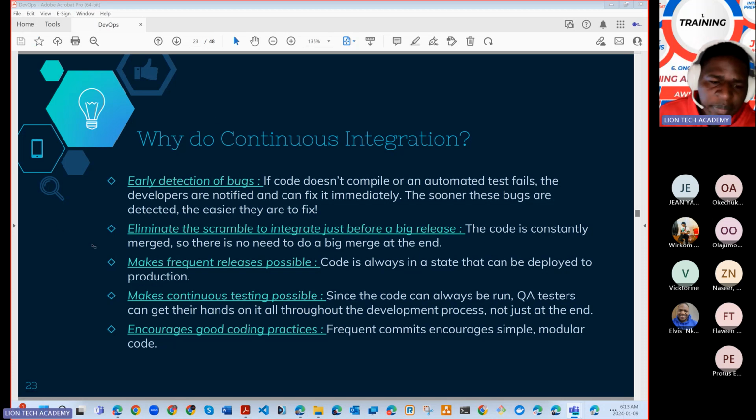So one of the benefits also is that it encourages good coding practice. Frequent commits encourage simple, modular code. So things become so easy. Why? Because we don't have to code the entire application before we build, before we test, and before we deploy. We can deploy simple code. Maybe it is just 10 lines, let's deploy it. 5 lines, let's deploy it and see the impact. And if something was to break the application because of those 10 lines, it's easy. We can roll back.